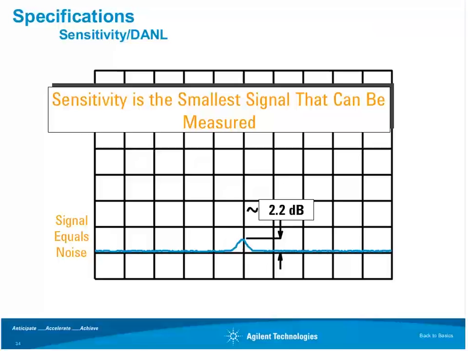You might expect that when the signal equals the noise power, you would see a 3 dB rise on the display. The reason we see something different here, 2.2 dB instead, is that we're going through a log amplifier, and that changes the statistics of the noise from a Gaussian distribution to a Rayleigh distribution. If you do all the mathematics of that, you find that when the signal equals the noise power through that Rayleigh distribution, you get a 2.2 dB rise above the noise.